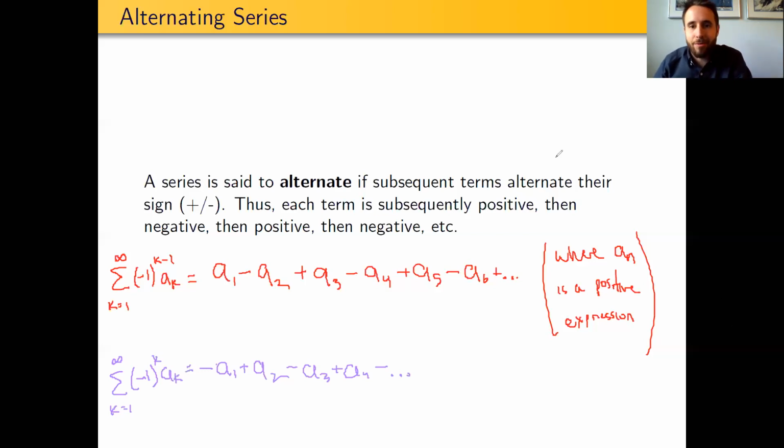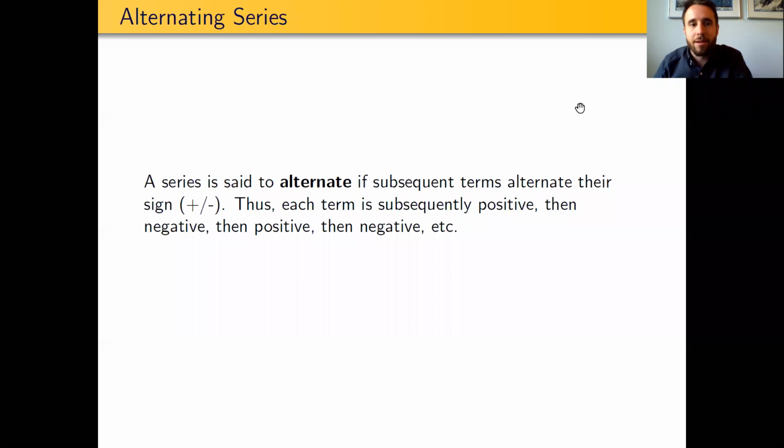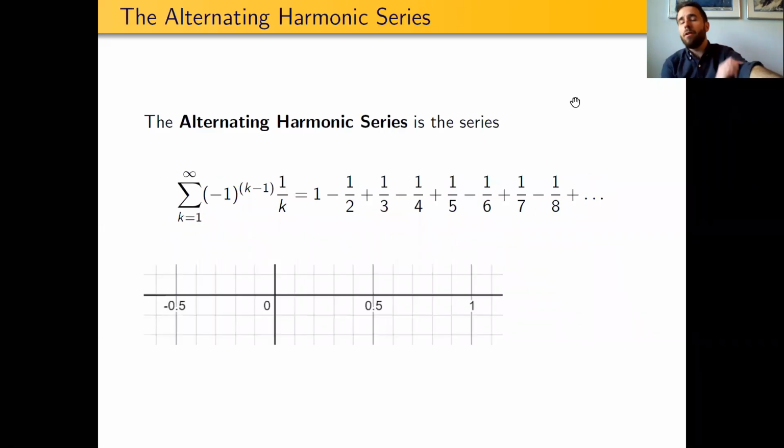All right, great. Now, the most famous of all of our alternating series is the alternating harmonic series. And remember, the harmonic series was the expression of the form 1 plus a half plus a third plus a fourth plus a fifth, and so on, right?